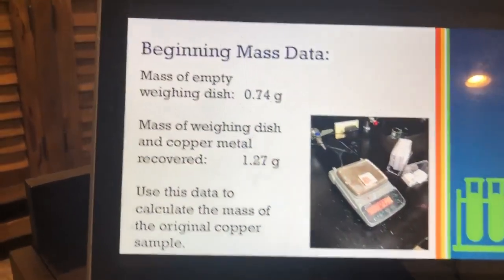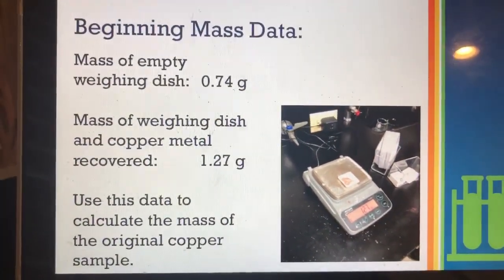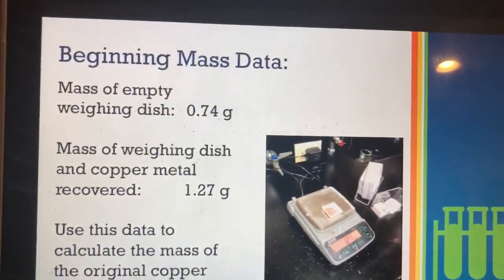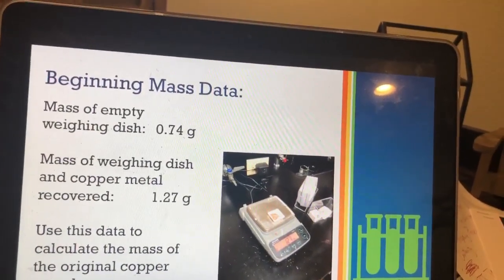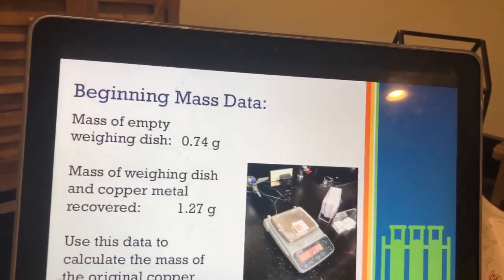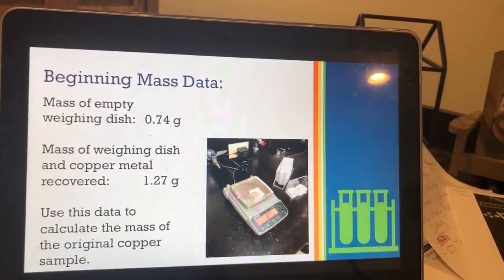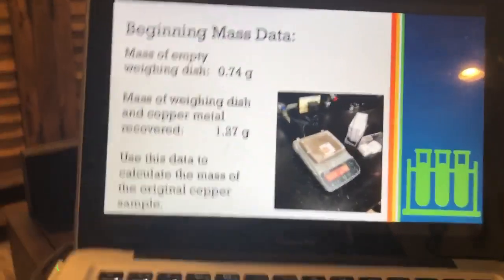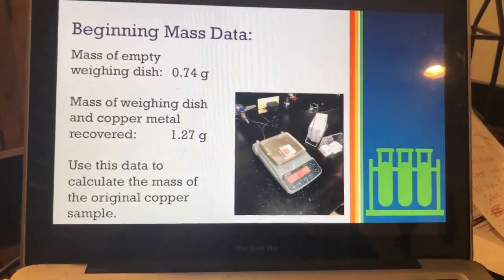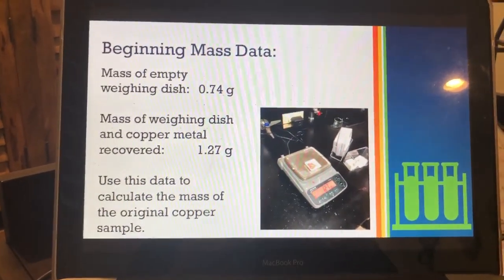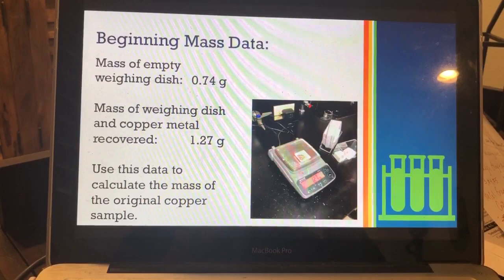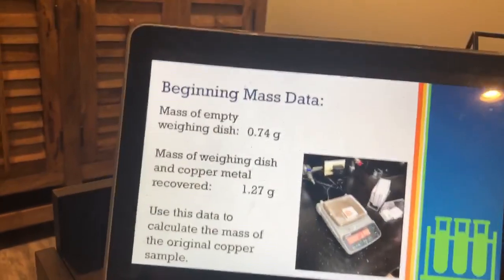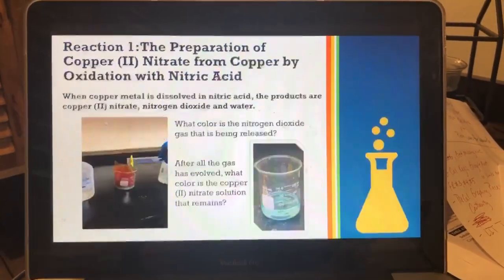Okay, so starting the lab. We're going to weigh out some copper powder. Let me look at my lab real quick. The mass of the empty weighing dish, I believe we're going to label that as number 2 on our data table. The mass of the weighing dish and the copper metal recovered is going to be number 3 on our data table. And to get the mass of the copper that we start with, you're going to do number 3 minus number 2. There's really not a lot of calculations in this lab.